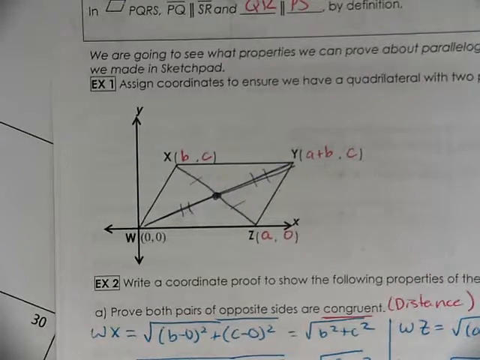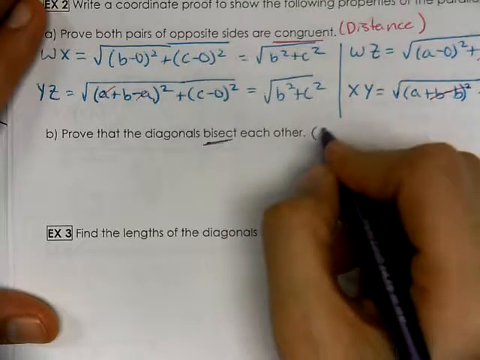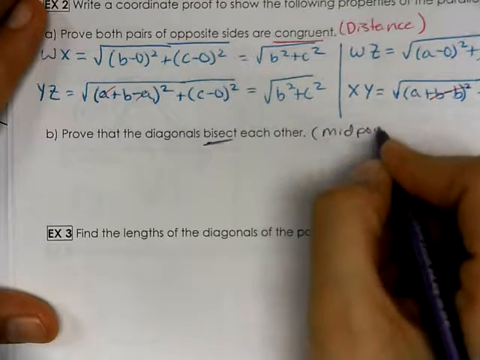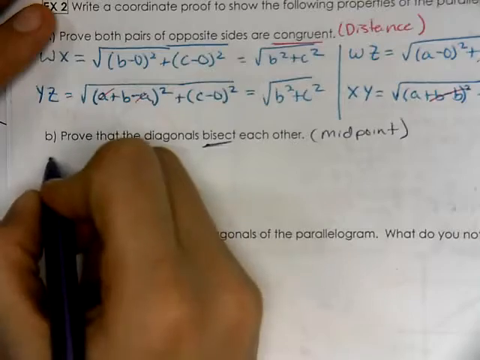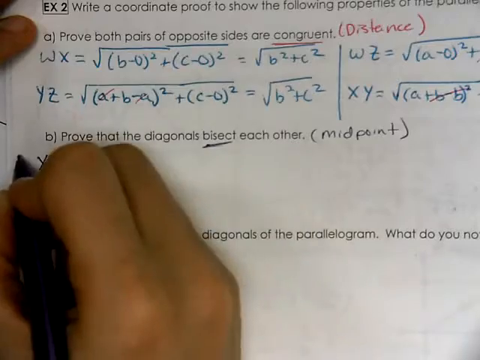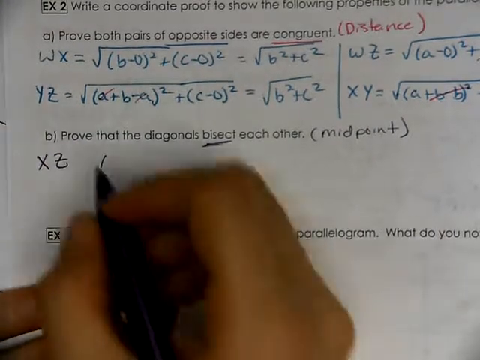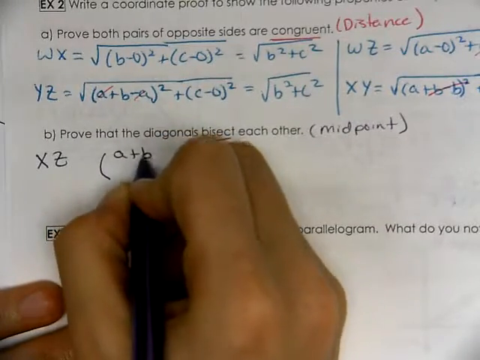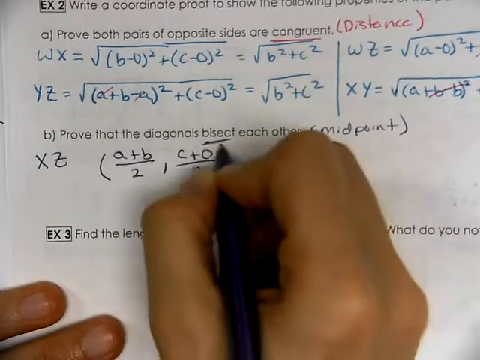So you don't really use midpoint that often. This is one of those things. So when you see the word bisect, think midpoint. So I'm going to find the midpoint of both diagonals. First I'm going to start off with X to Z, the midpoint. So add the X's, divide by 2, add the Y's, divide by 2. So A plus B divided by 2, C plus 0 divided by 2.